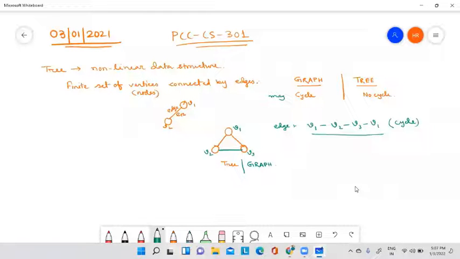In graphs we will see there is a concept called a spanning tree. It means from a graph we have to generate some tree without any cycle. So this is the basic difference. The connection is called an edge.